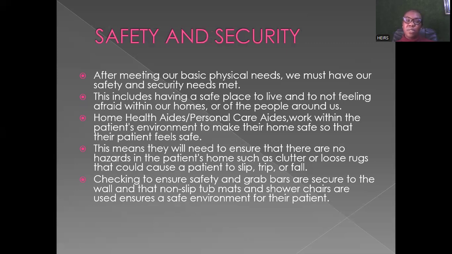Now, after meeting the basic physical needs, we come to safety and security. And this includes having a safe place to live and to feel safe and unafraid within the comfort of their own home or with the people around them. As a caregiver, you work within the patient's environment to make their homes as safe as possible. And this means that you will need to ensure that there are no hazards in the patient's home, such as clutter or loose ropes that can trip them very easily.